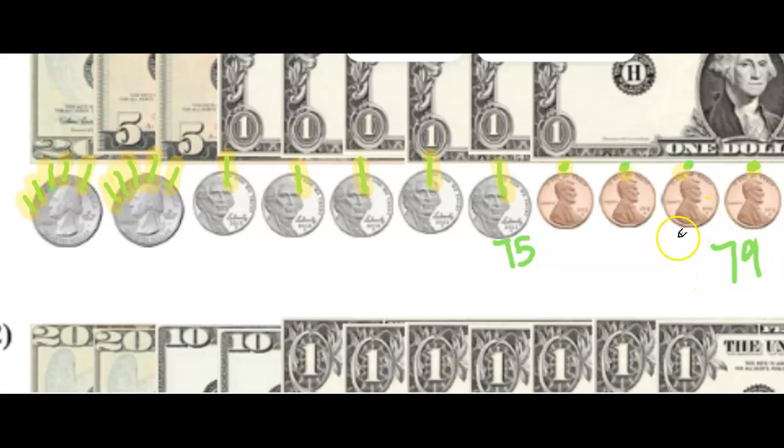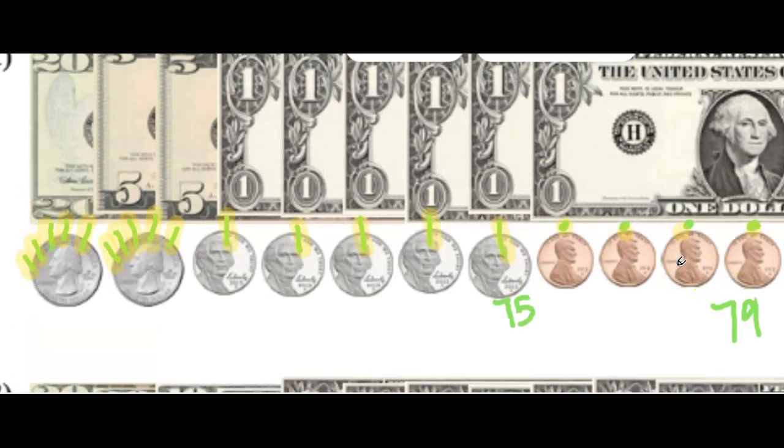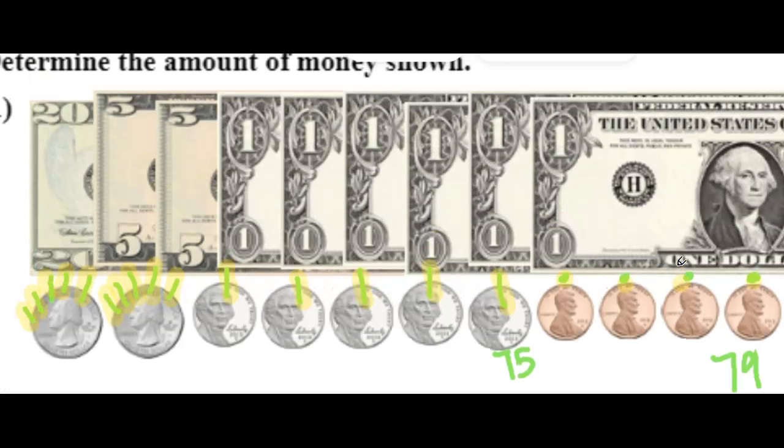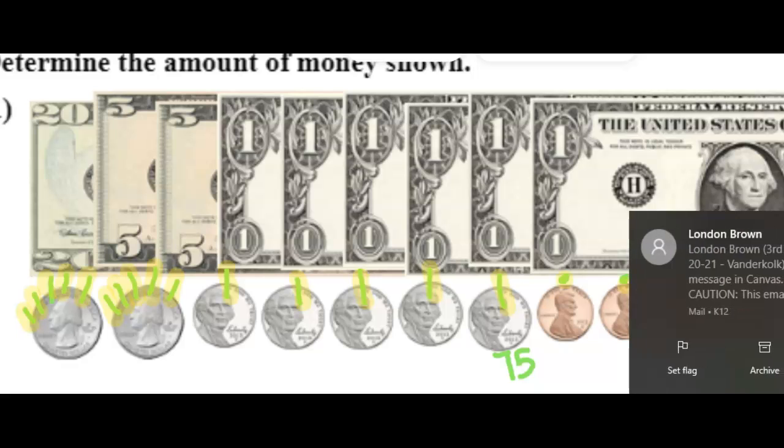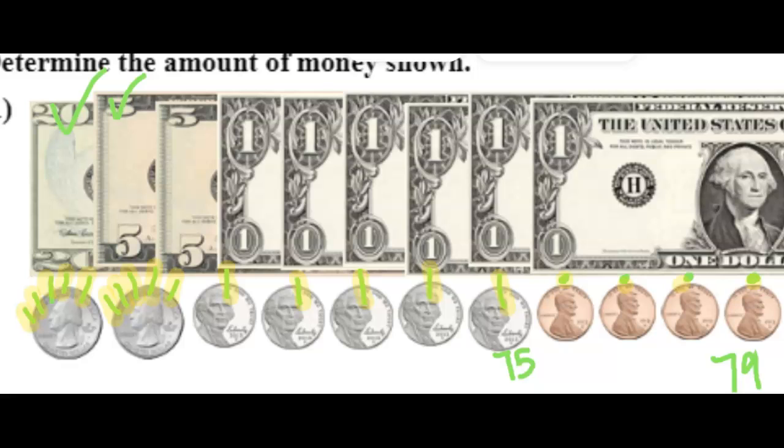Now I didn't go into the dollars, so that means I can count my dollar bills and I don't have to add. We're going to start with the largest bill and work our way to the smallest one, starting with 20. 20 plus 5 is 25, plus 5 more is 30, and then I need to add 1, 2, 3, 4, 5, 6 ones. So that takes me to 36.